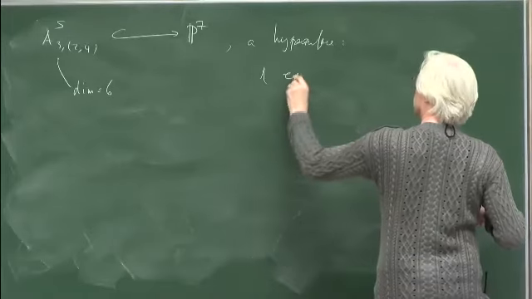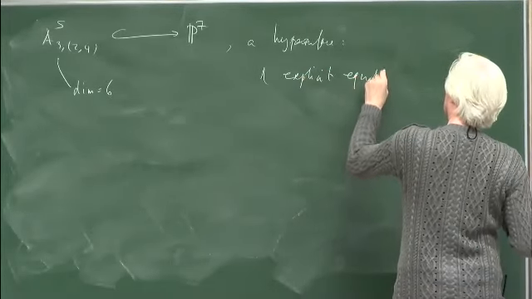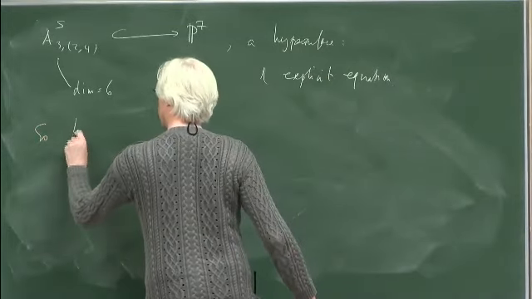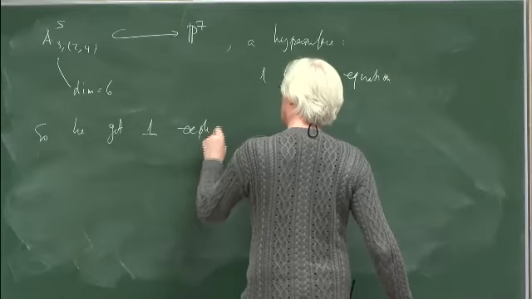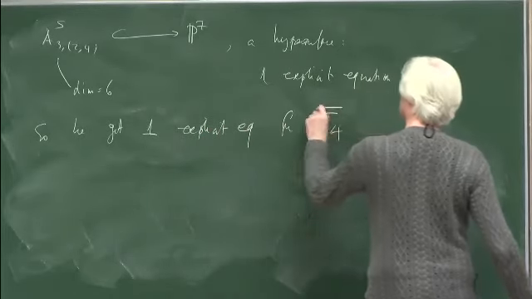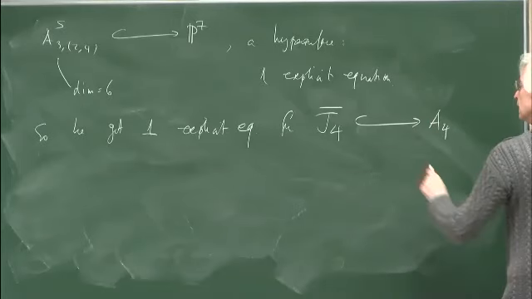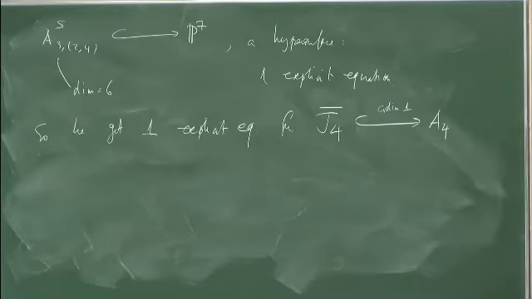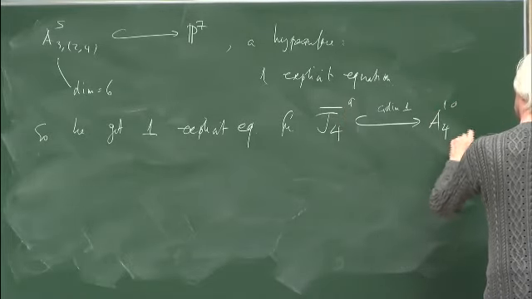Defined by one explicit equation. So he got one explicit equation for the Jacobian locus in genus 4, sitting inside A4. And this indeed is a codimension 1. Okay, this is 9-dimensional. This is 10-dimensional.